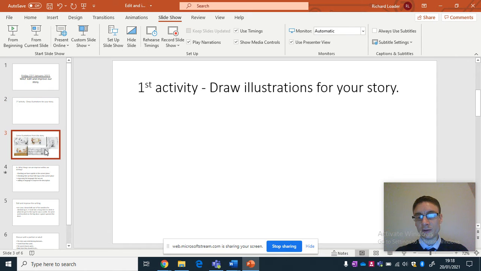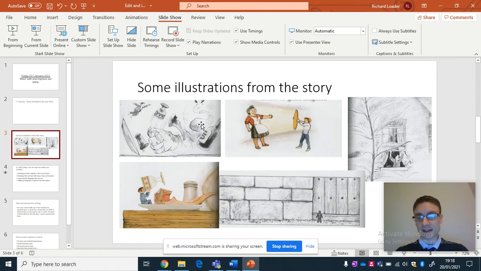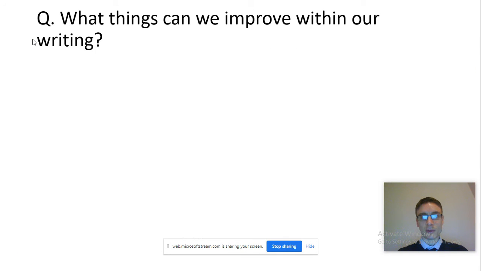Okay, on this slide, there are some examples of what the illustrations were from the book. Now the next thing, what things can we improve within our writing then? So this is the part where we're going to edit and improve our writing. So you might just want to pause the video and talk to someone about what things you could improve within your writing.